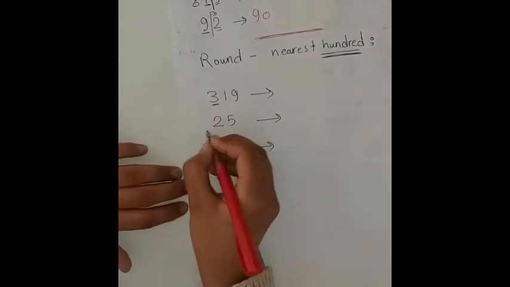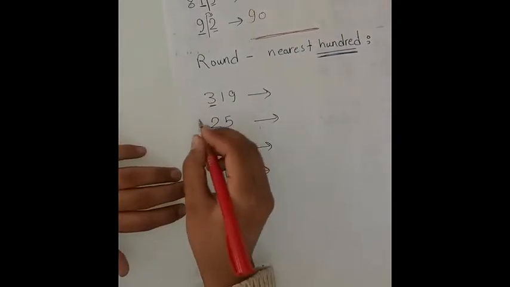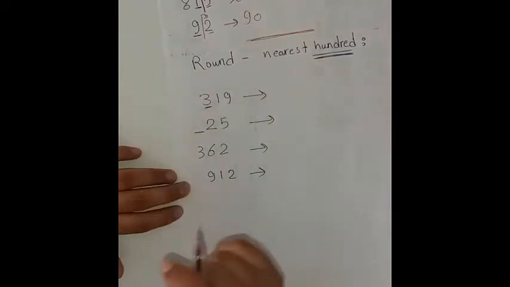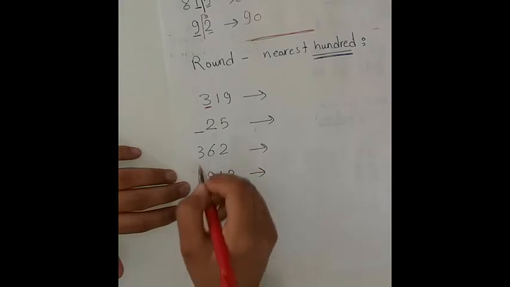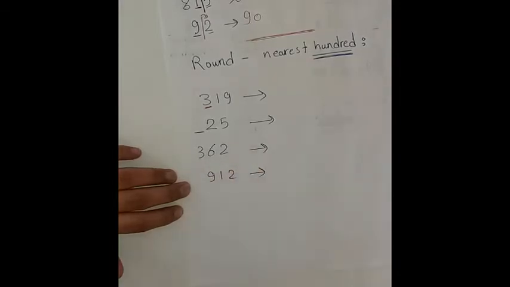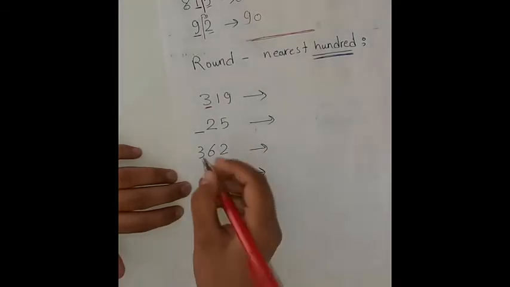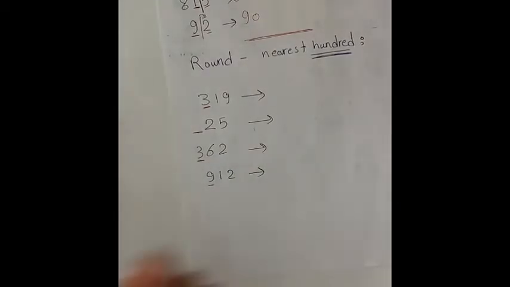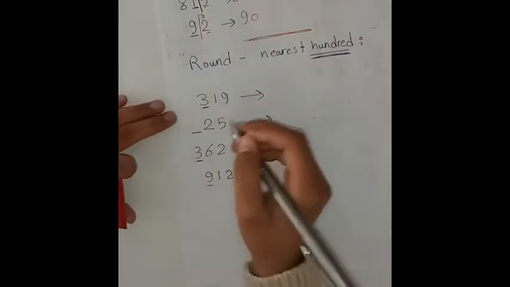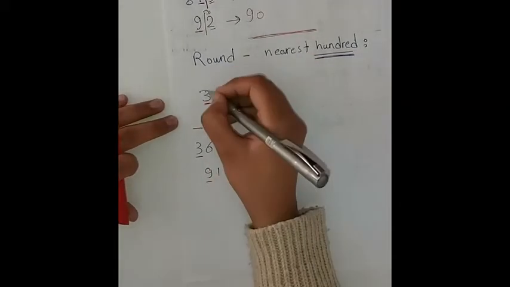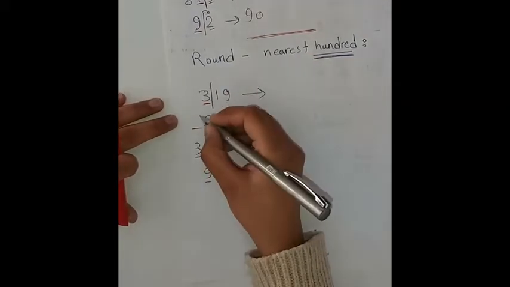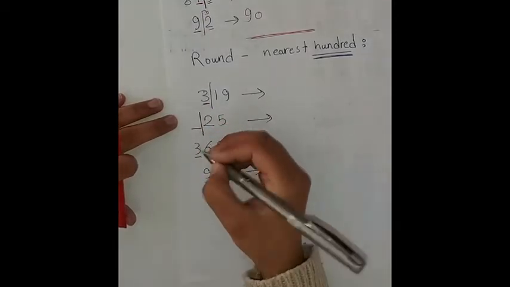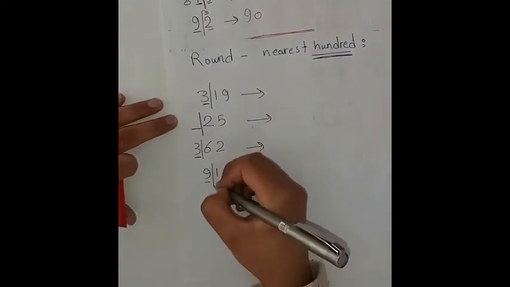There is no 100 here, but the place of the 100 is the last of the digits on the left. Here, 362, sorry. Where is the 100? 3. Here, where is the 100? 9. Okay. To the nearest 100, we said that we build a wall to the right. Here the wall. Here it is exactly as if there is a 100. Here we build a wall and here we build a wall.